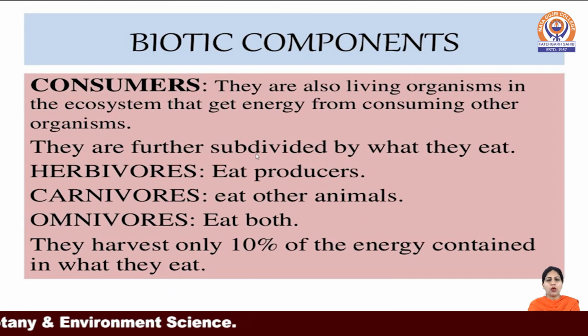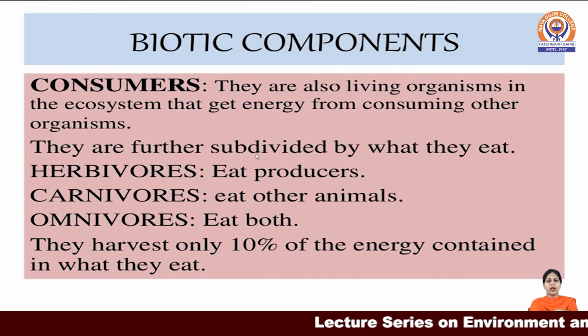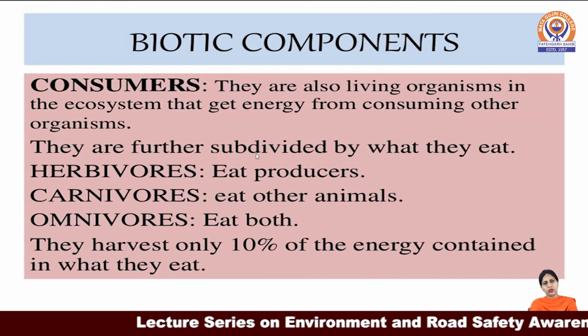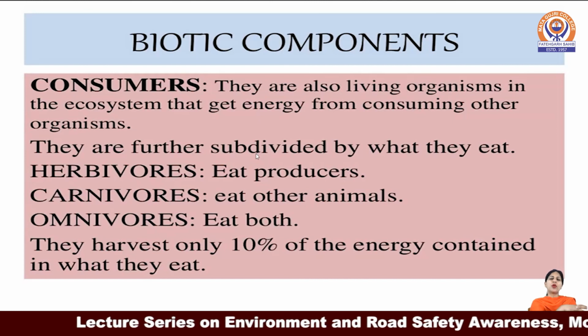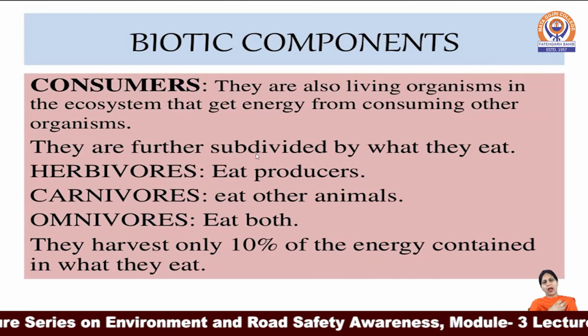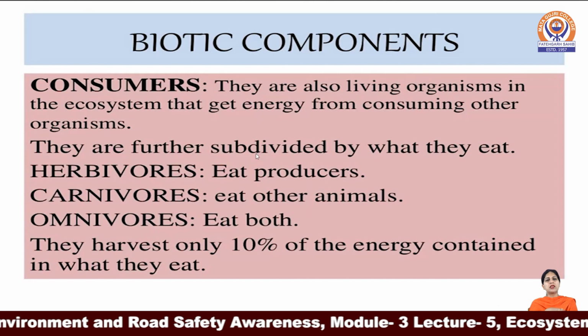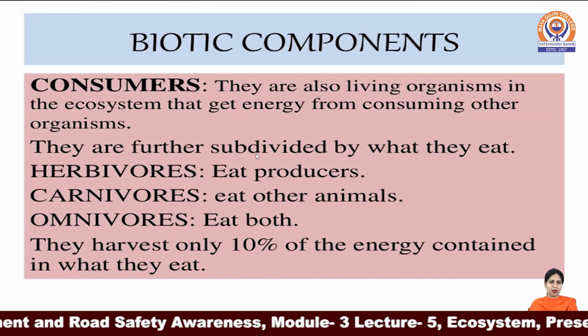Then coming to the biotic components, the next level, that is consumers. Consumers are the living organisms in the ecosystem that get energy from consuming other organisms. Now they are further subdivided by what they eat. That is, consumers are the organisms which can't produce their own food but are dependent upon other living organisms for their food in the form of either plants or animals. Now it is further divided into different categories depending upon what the organism is eating.